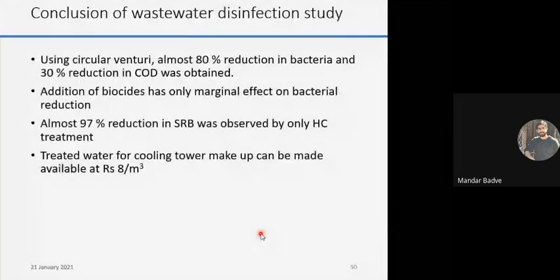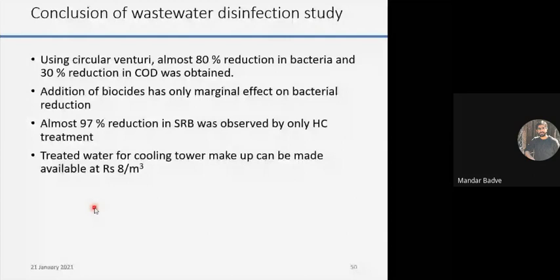Here, with some back of the envelope calculations, we calculated the cost as well, and the cost of the water treated by cavitation came out to be around ₹8 per meter cube of water, which was considerably less than the fresh water which you have to buy from the municipality, right? Therefore, because it was economical as well, the company decided to put up that cavitating device for their wastewater disinfection, right?